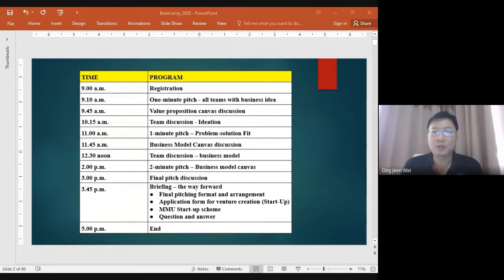At our side, we will collect all your business model canvases that are uploaded in Google Classroom. Then at 3 p.m., we will start to discuss final pitching. Hopefully by 3:45, we will be informing you about the final pitch arrangement, and also about some important forms that you need to fill out. Okay, so can we proceed?